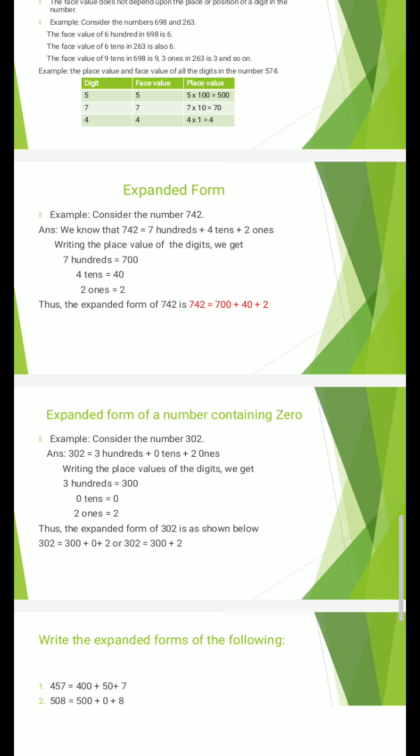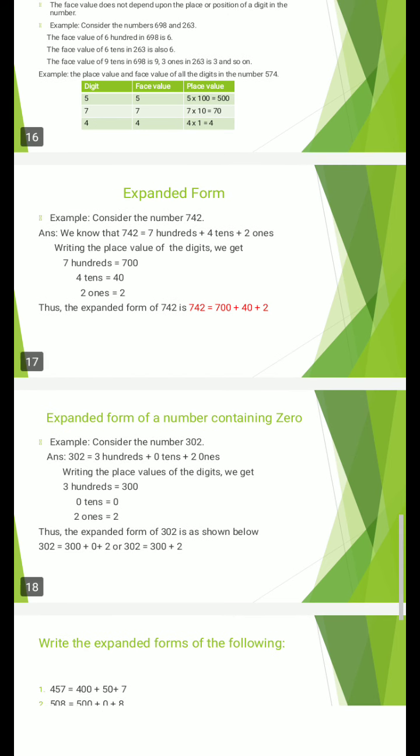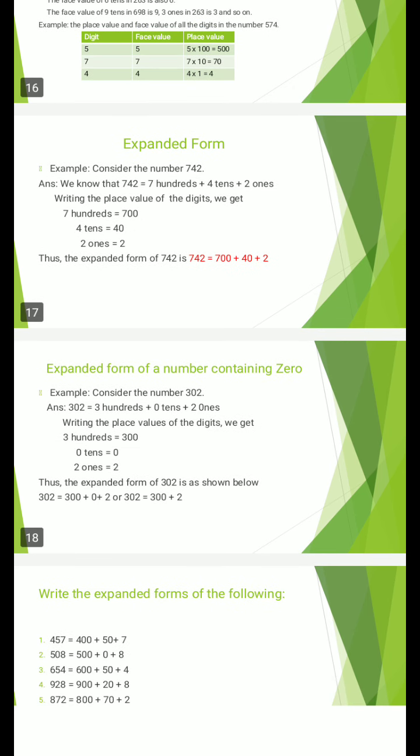Place value of 7 is 700. Place value of 4 is 40. Place value of 2 is 2. Thus the expanded form of 742 is 700 plus 40 plus 2.